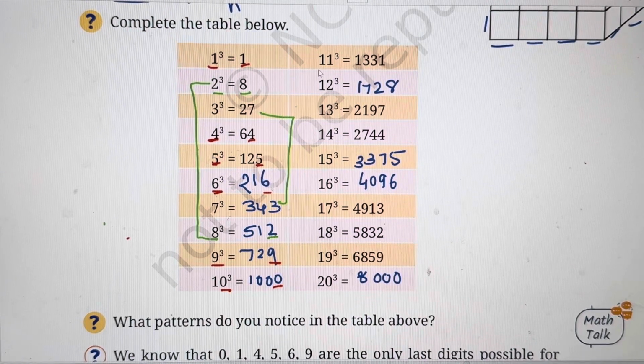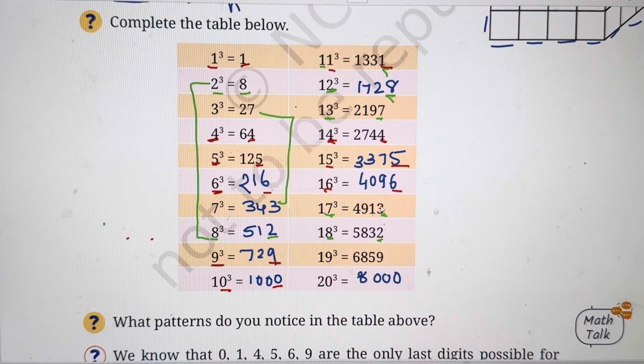See, for 1 it is 1. For 2 it is 8. For 8 it is 2, right? 18, the cube has 2 as the last digit. For 3 it is 7, and for 7 it is 3. Other things are the same, like their cube root, right? For example, for 1 it is the same, 4 it is the same, 5 it is the same, 6 and 6, 9 and 9, and 0 and 0.